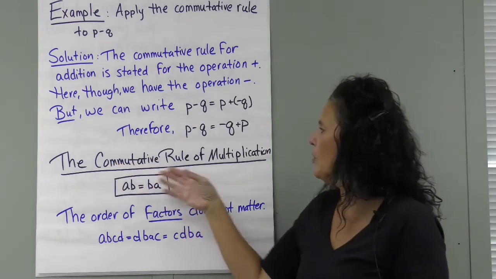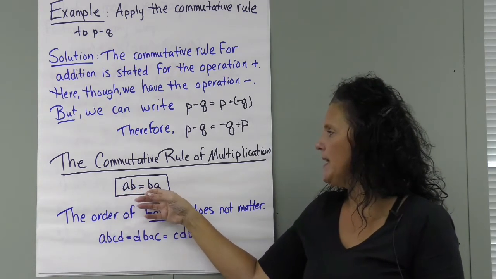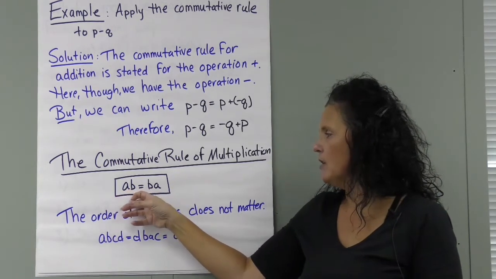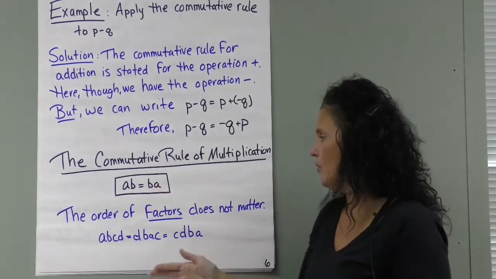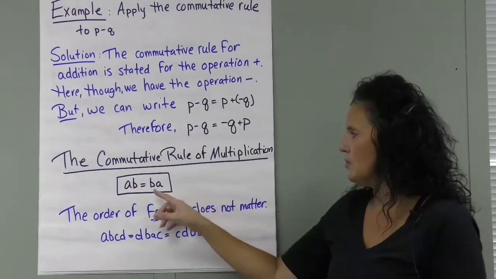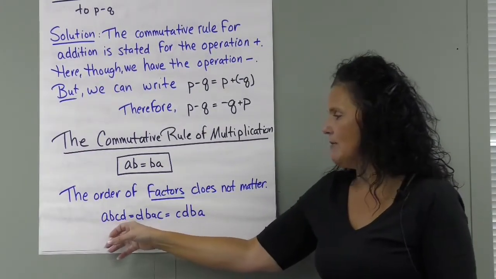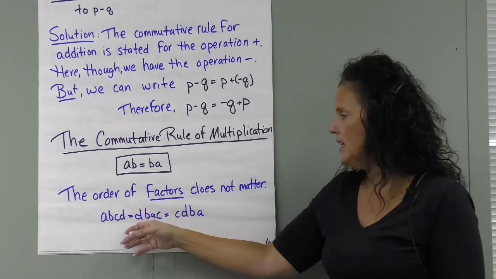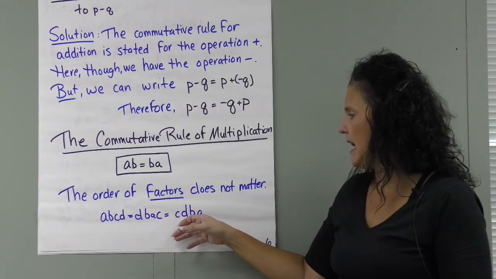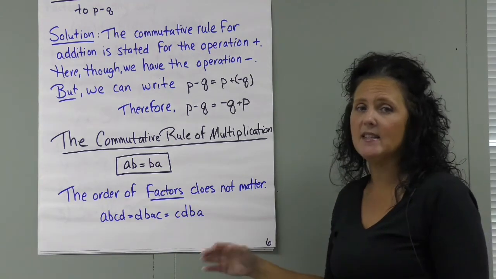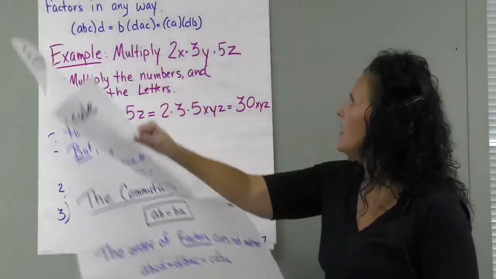So the commutative rule of multiplication is just a times b is also equal to b times a. 3 times 3 is equal to 3 times 3. 5 times 2 is equal to 2 times 5. We can move them around. The order of the factors, which means the numbers here, does not matter. We can have a times b times c times d. We can have d times b times a times c, same, or c times d times b times a. Those are all going to give us the same answer. That's the commutative rule.